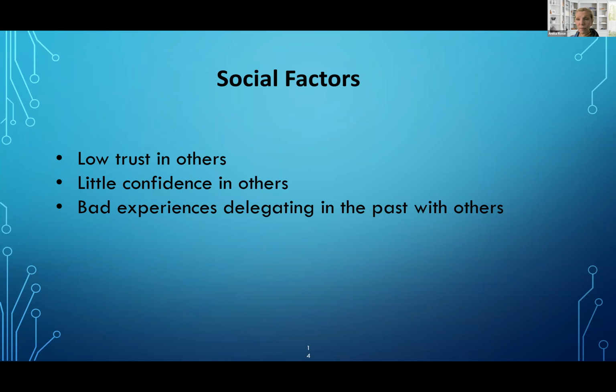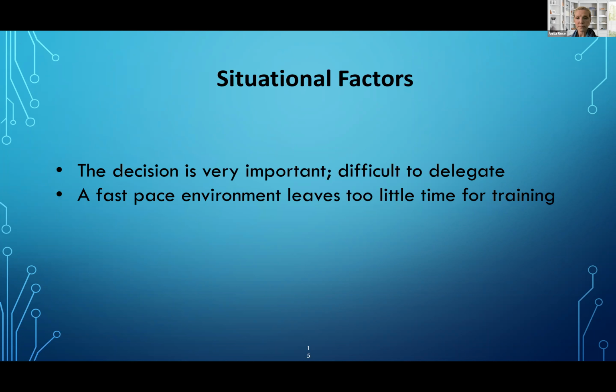Social factors could also be a dilemma for this type of entrepreneur who doesn't really want to delegate. Perhaps they have low trust or confidence in others, and they may have had a bad experience with delegating in the past, and it's difficult for them to clear their mind in that space to trust others again. Situational factors, perhaps the decision is very important and it may be difficult to delegate, or it's a fast-moving company and there's very little time for training.